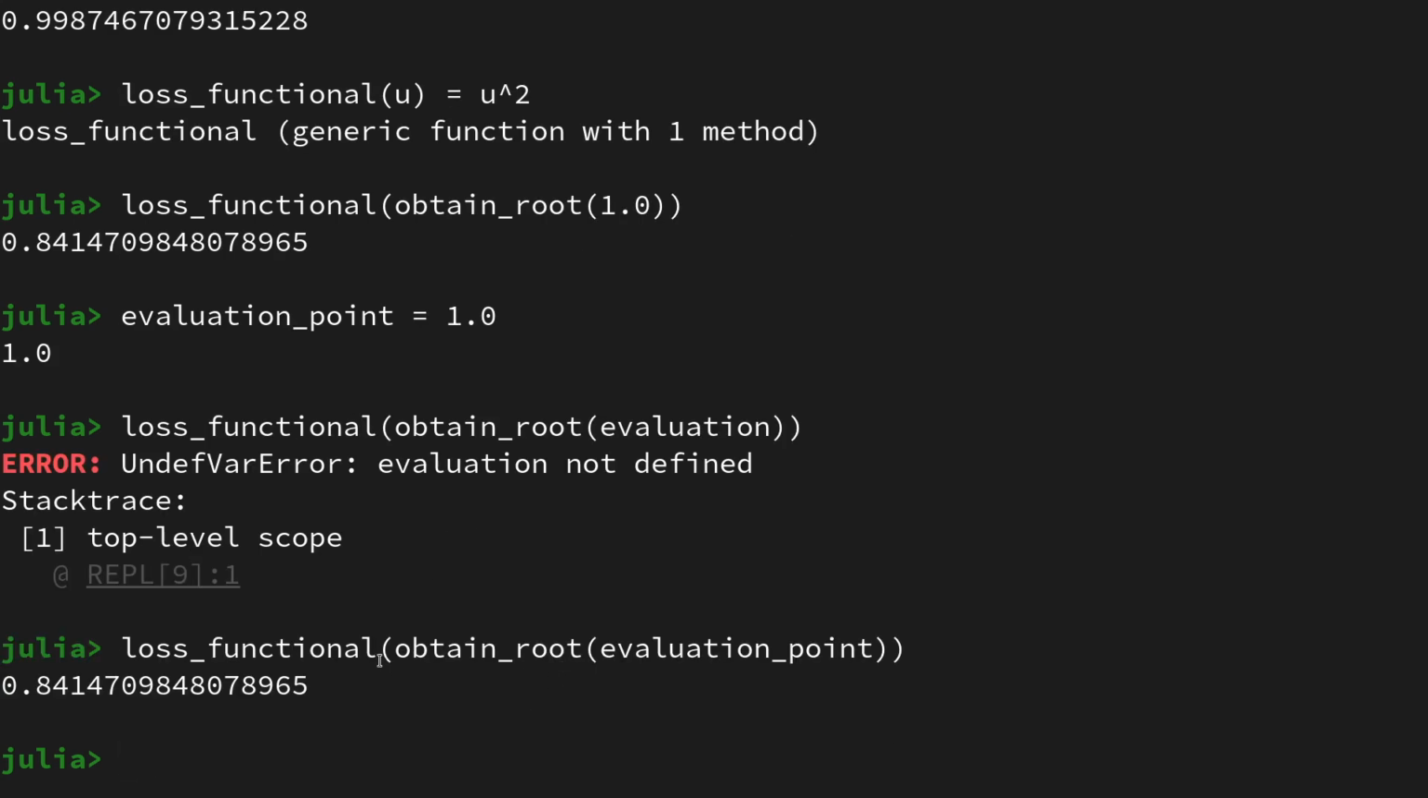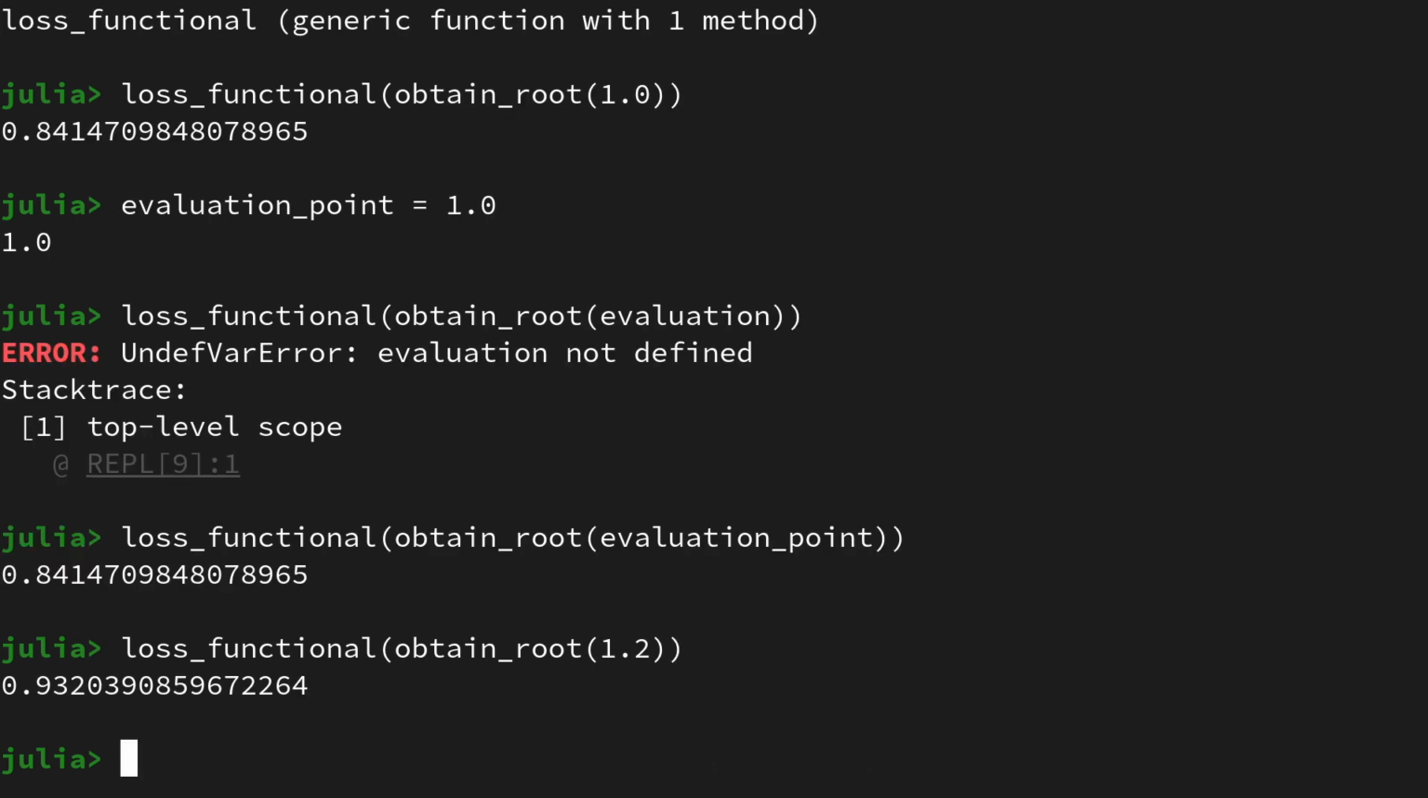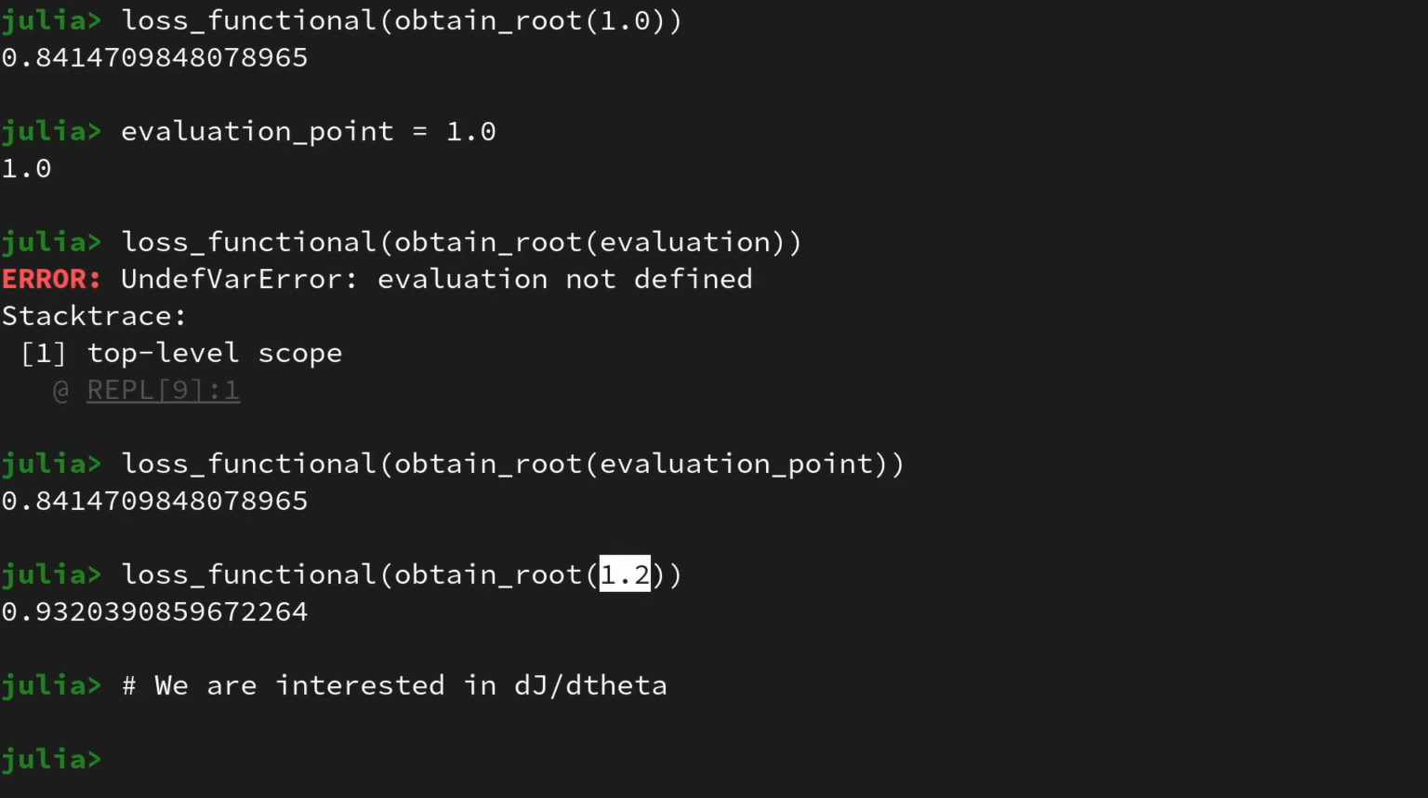Here you see that we are first querying the root finding algorithm, and the solution to this is then plugged into a loss functional, and this one gives us a scalar value. And obviously this scalar value depends on the evaluation point. So if I plug in a different point, let's say 1.2, I get a different value. And for optimization or local sensitivity analysis, we might be interested in the derivative of the loss functional with respect to this parameter theta. So we are interested in the dJ by d theta. So I just have to write it out here. And how do we obtain that?